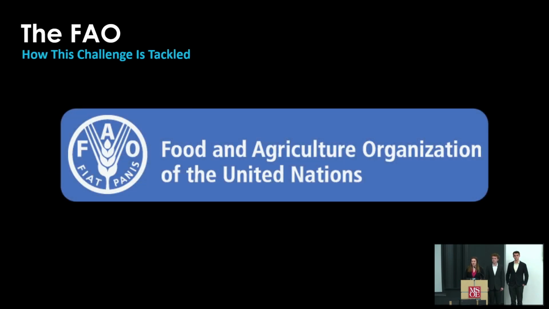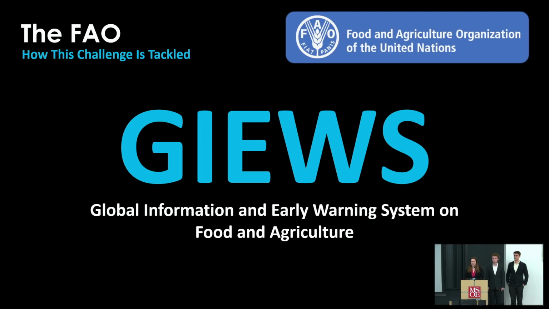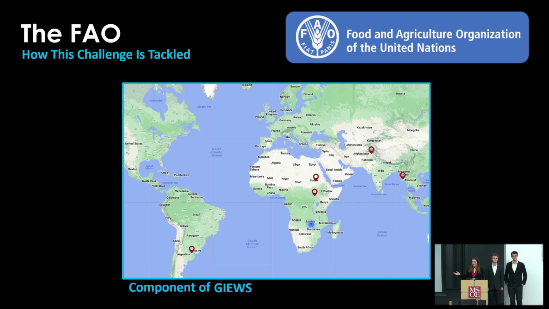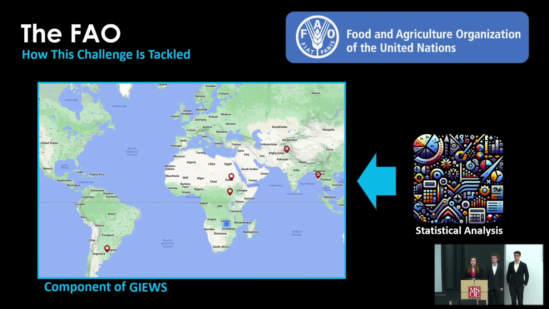To understand what these early warnings look like, you need to take a look at the Food and Agriculture Organization, otherwise known as the FAO for short. The FAO has developed the GIEWS system for sending out these early warnings for price spikes in food commodities. A component of the system is this map, where individual nations and their commodity markets either have no warning, a moderate warning, or a high warning associated with them. This is currently determined using purely a statistical method, and we hope to augment this method with the use of deep learning.